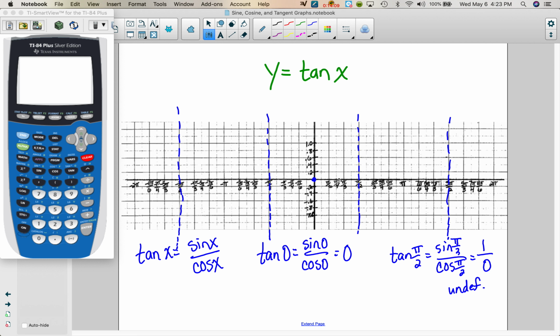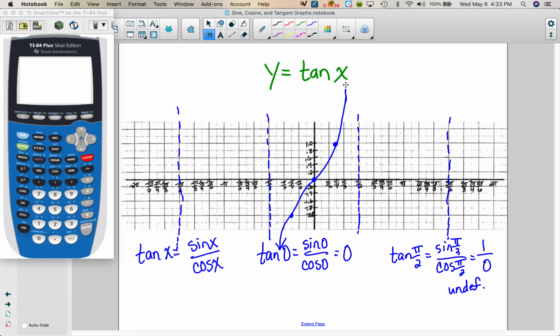Then at pi over 4, we know sine and cosine are the same value, square root of 2 over 2. Well, when you divide something by itself, you get 1, right? So at pi over 4, it's going to be 1. And at negative pi over 4, that's going to be in quadrant 4, so it would be negative 1. I'm not going to draw in the rest of the points. I'm just going to tell you that we get something that looks like this.